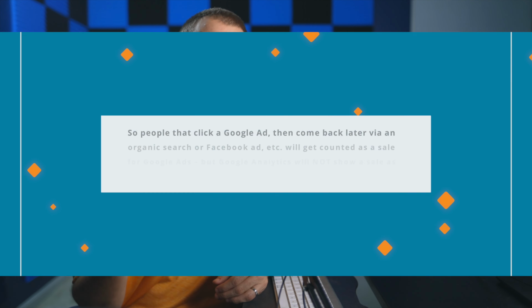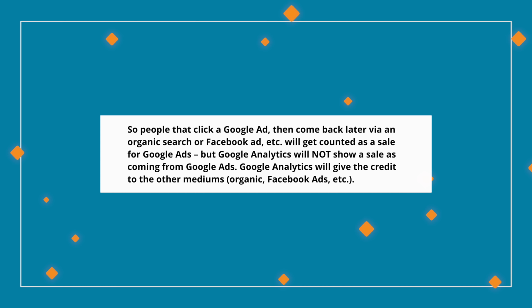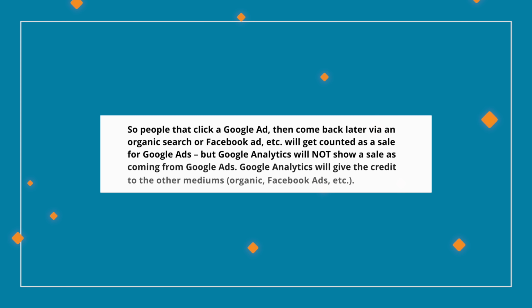Let's start with revenue. The reason Google Ads revenue is higher is because Google Ads is tracking you for a specified time period. Default, which we said, is 30 days. Where Google Analytics, again, is only attributing the sale to the last interaction, even if you clicked a Google ad first. So people that click a Google ad, then come back later via an organic search, Facebook ad, etc., will get counted as a sale for Google Ads, but Google Analytics will not show a sale as coming from Google Ads. Google Analytics will give the credit to the other mediums. So that explains the conversion differences.